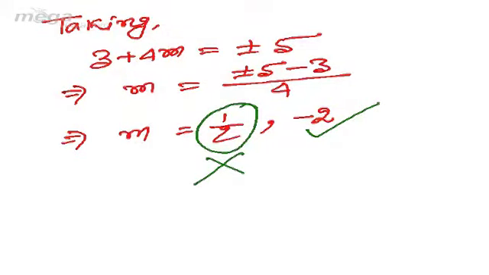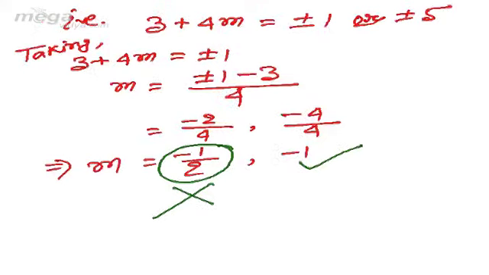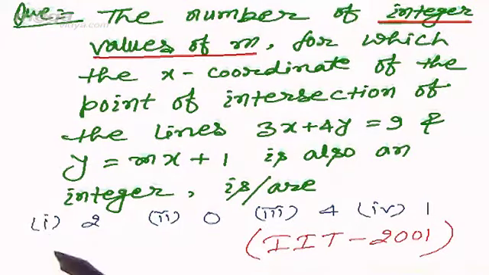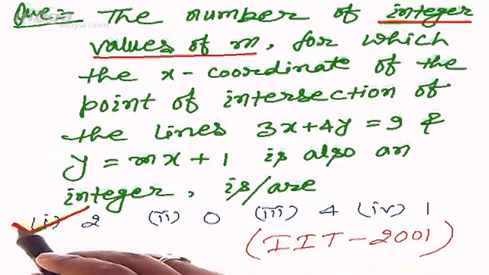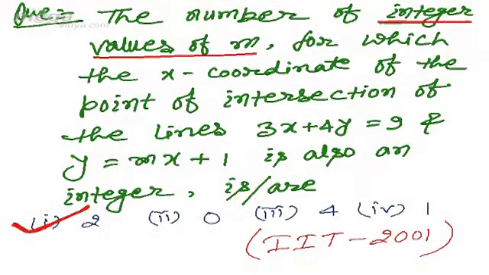So m equal to minus 2 and m equal to minus 1 will give you two integral values of x, and hence the first option is the correct option, that the value of m will be 2, for which the x coordinate of the point of intersection of these two lines is also an integer.